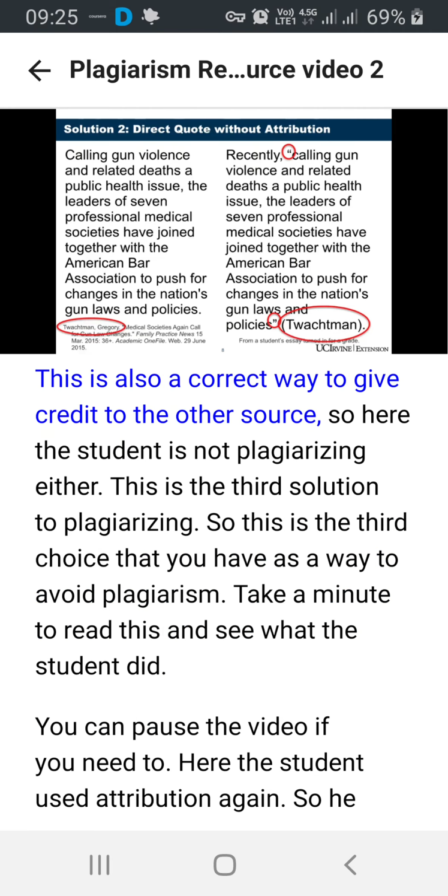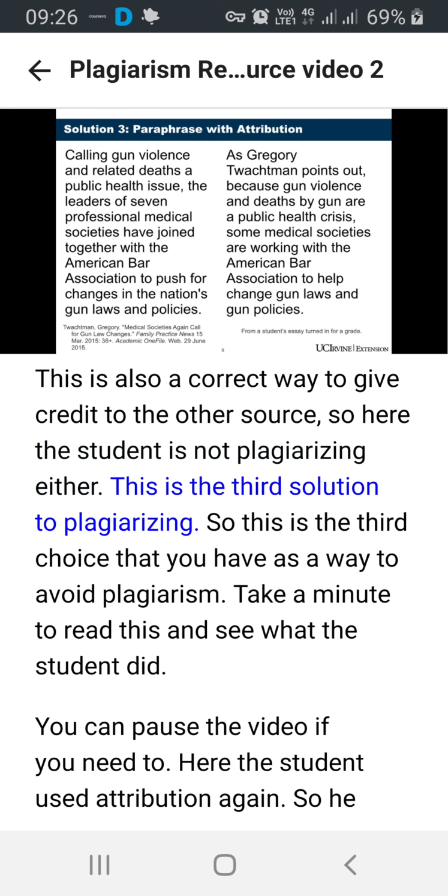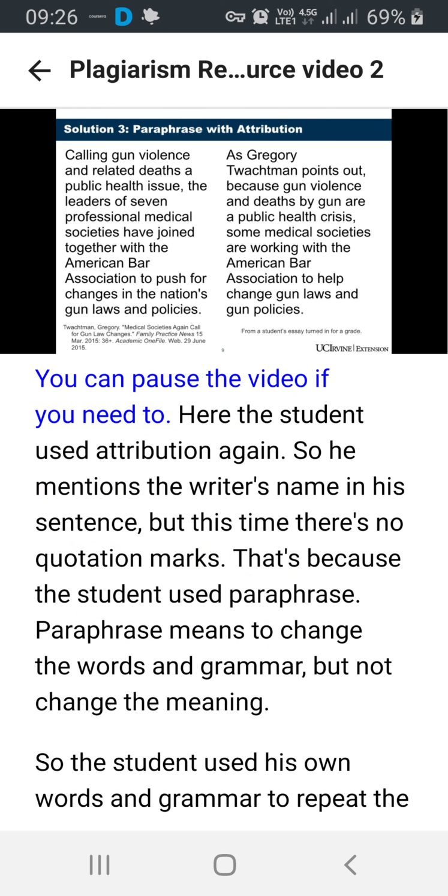This is also a correct way to give credit to the other source. So here the student is not plagiarizing either. This is the third solution to plagiarizing. So this is the third choice that you have as a way to avoid plagiarism. Take a minute to read this and see what the student did. You can pause the video if you need to.